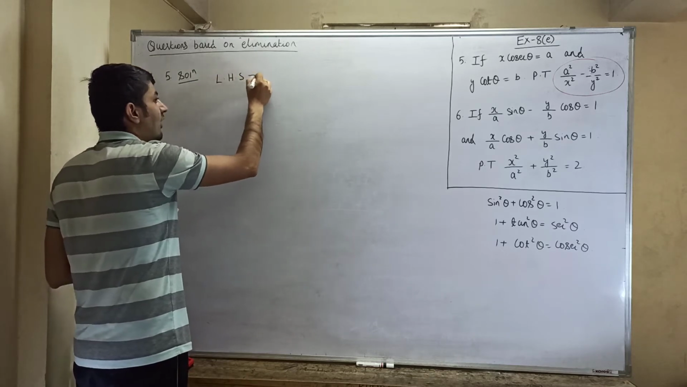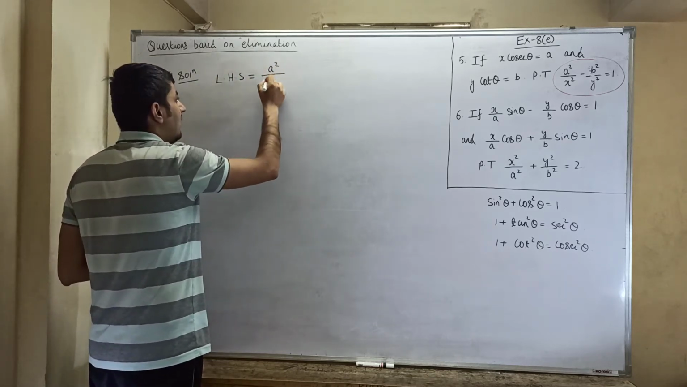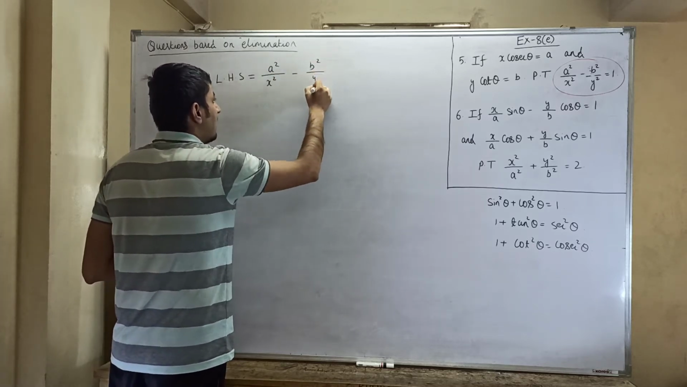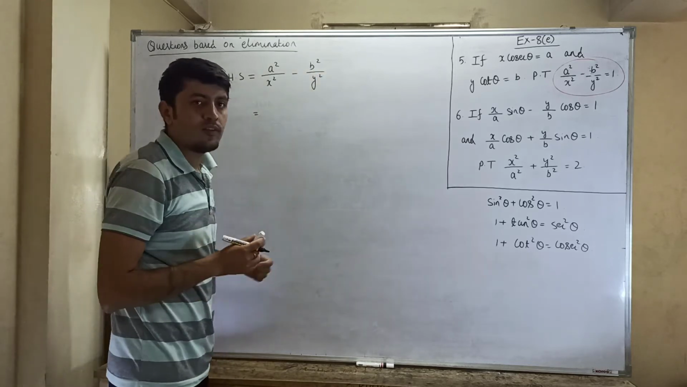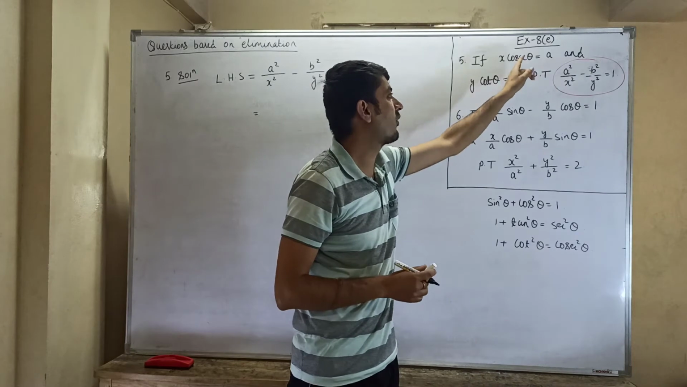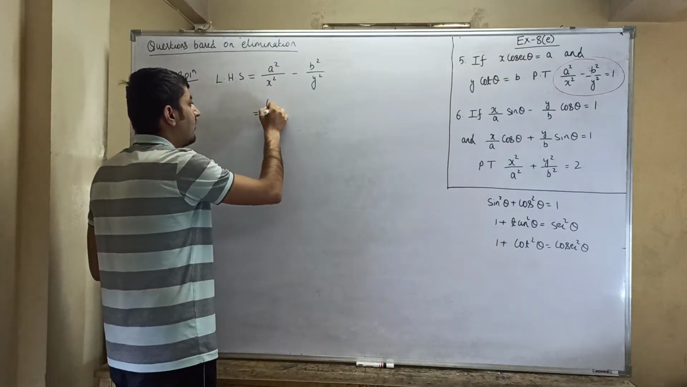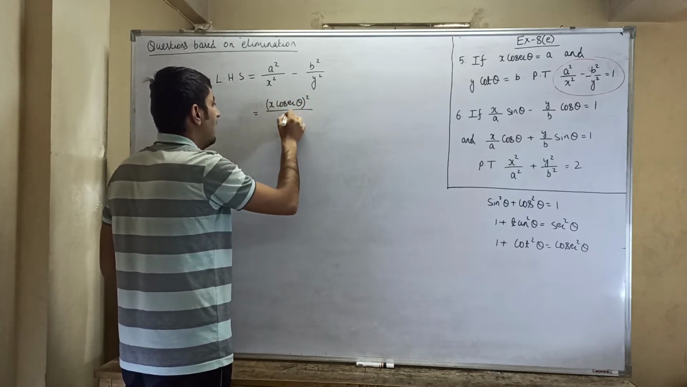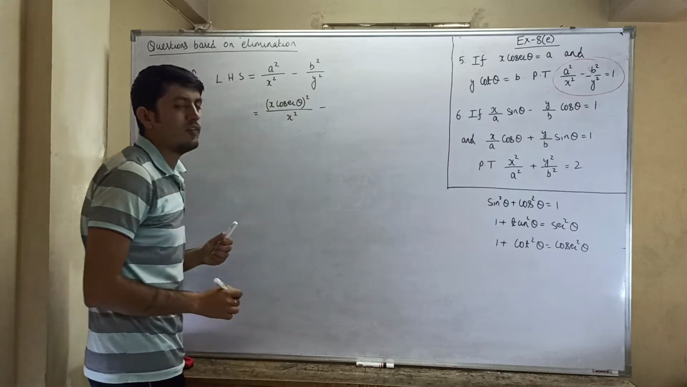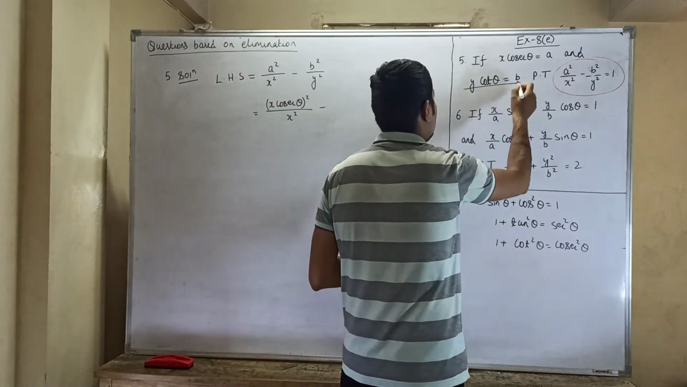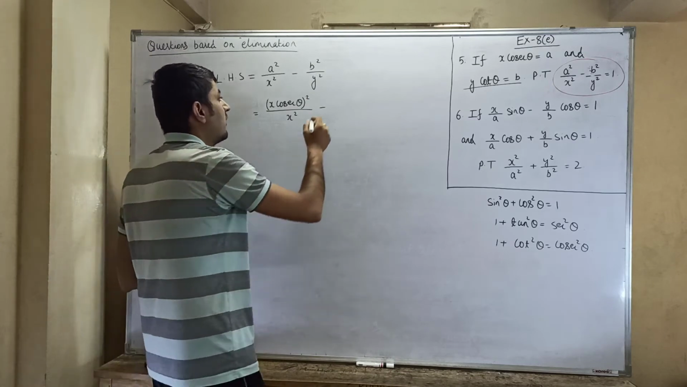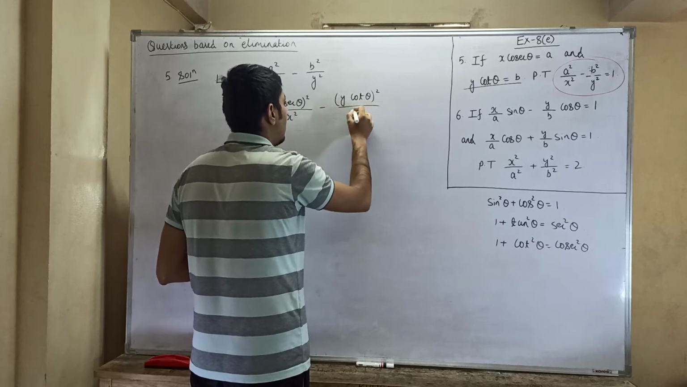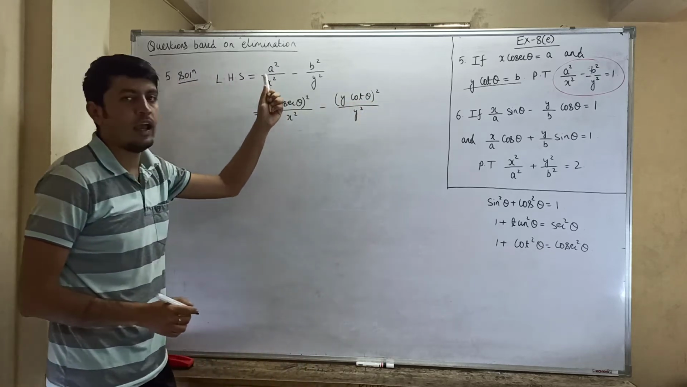Left hand side: a square by x square minus b square by y square. Now, what is the value of a? a is given to be x cosec theta. Put down the value: x cosec theta whole thing square divided by x square minus. What is your b? Your b is y cot theta. So you put y cot theta whole thing square by y square. So I am putting my a and b.